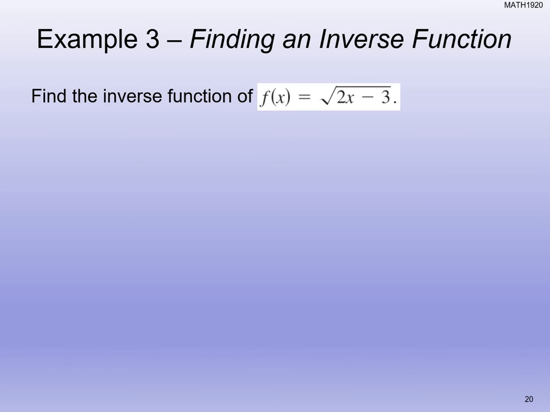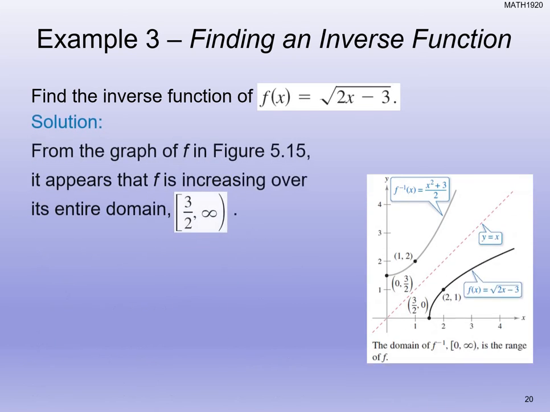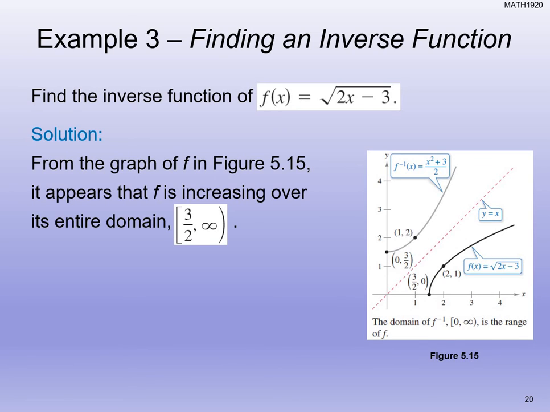We want to find the inverse function. We have f of x equals the square root of 2x minus 3. So we got a little bit more going on there. We want to take a look: does it reflect across the line y equals x?